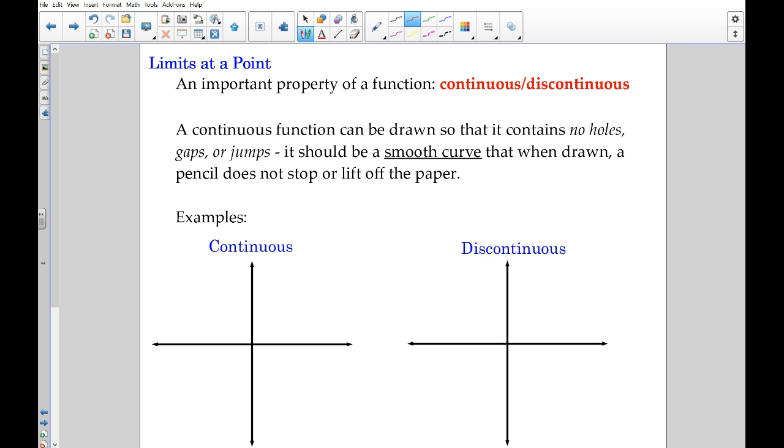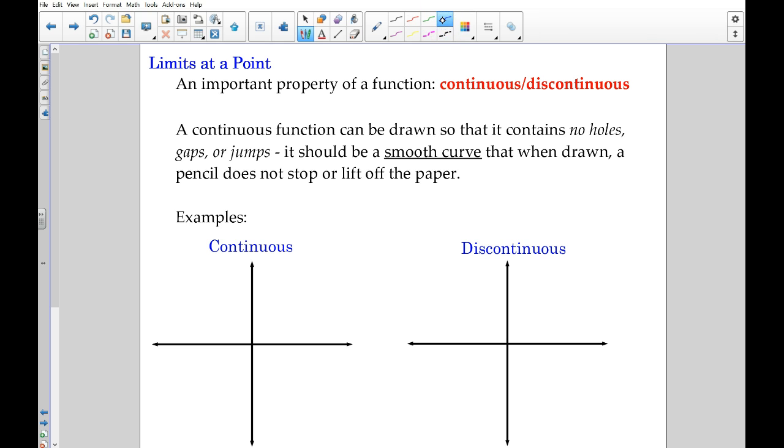There are more formal ways of talking about this, but to us, in the most basic sense, a continuous function is one that can be drawn so that it contains no holes, gaps, or jumps. It should appear to be a smooth curve. If you have a writing utensil, you should be able to trace along the function without lifting or stopping your pen or pencil. So, just some examples.